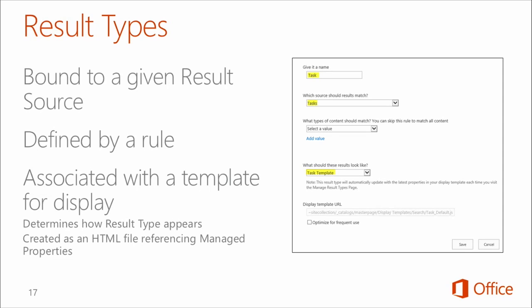The next building block is the result type. Result types are bound to a given result source and are defined by a rule, and what they allow us to do is they allow us to change the way the search results are displayed. This is extremely important because as you're dealing with different types of data in the search results, you want to display them in a way that's meaningful for that data.